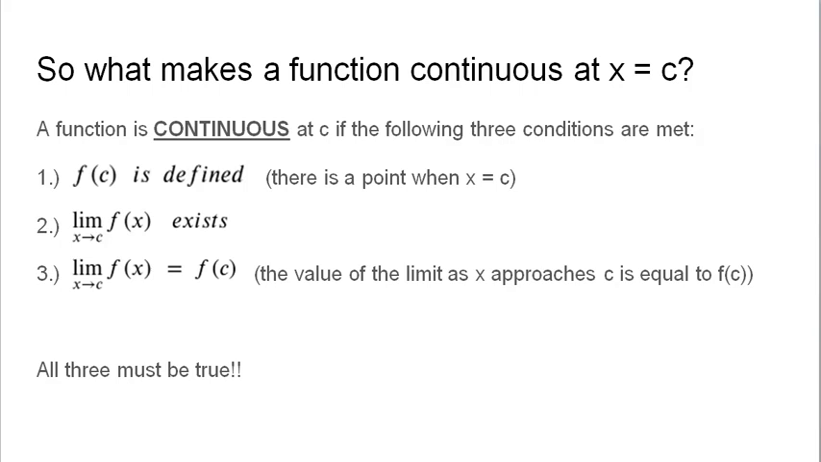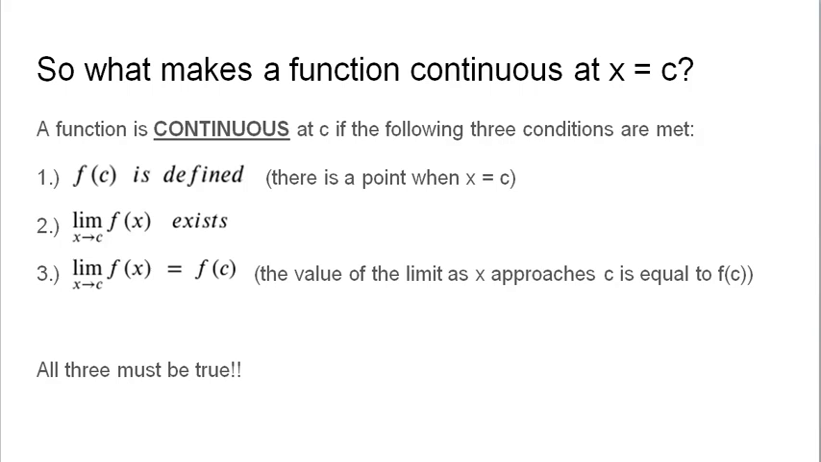Second, the limit has to exist as I approach c. So as I approach c from the left, and as I approach c from the right, I have to be approaching the same number. My limit has to exist. And the third condition is that the answer to 1 and the answer to 2 have to be the same.